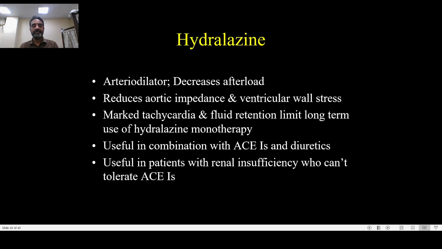Hydralazine is an arteriodilator. It decreases the afterload, reduces aortic impedance and ventricular wall stress, but it can cause reflex tachycardia and fluid retention. So its long-term use is also not advisable. It is not used as monotherapy. It is useful in combination with ACE inhibitors and diuretics, and in patients with renal insufficiency who cannot tolerate ACE inhibitors.